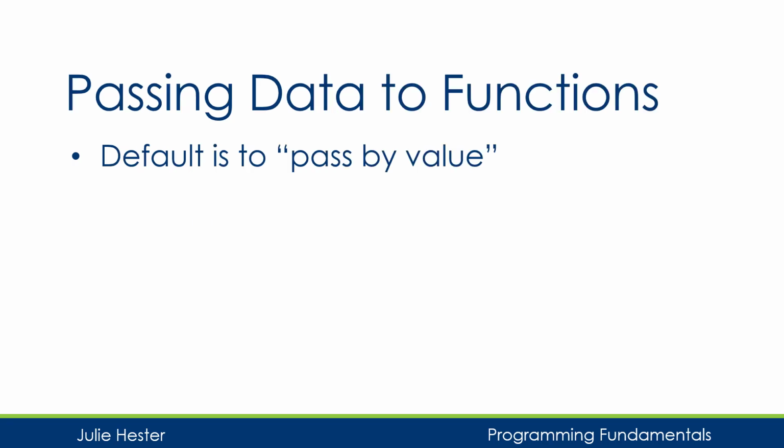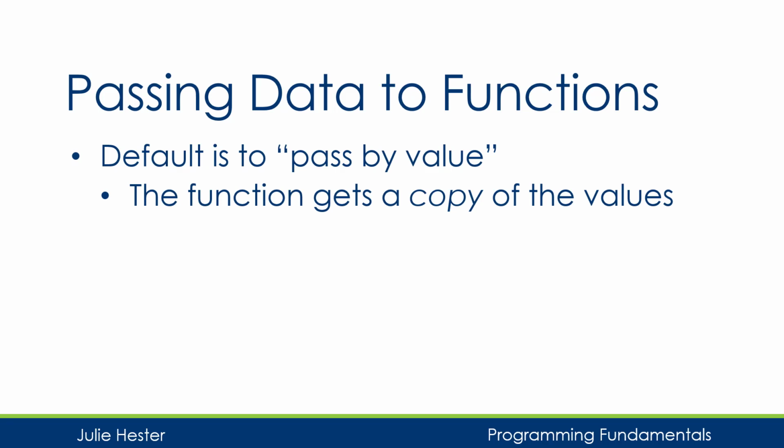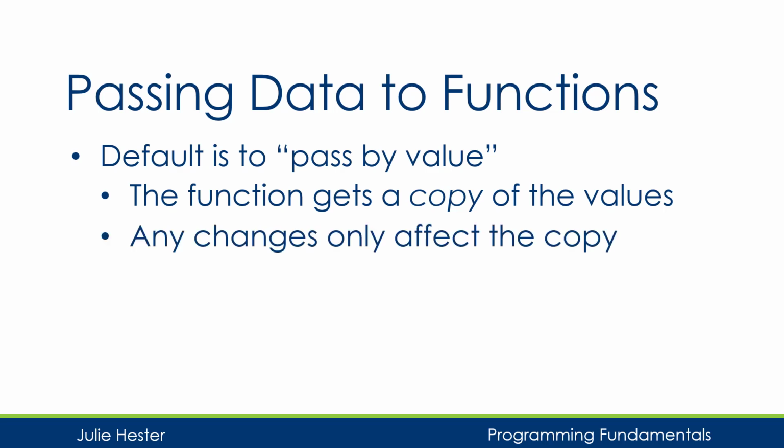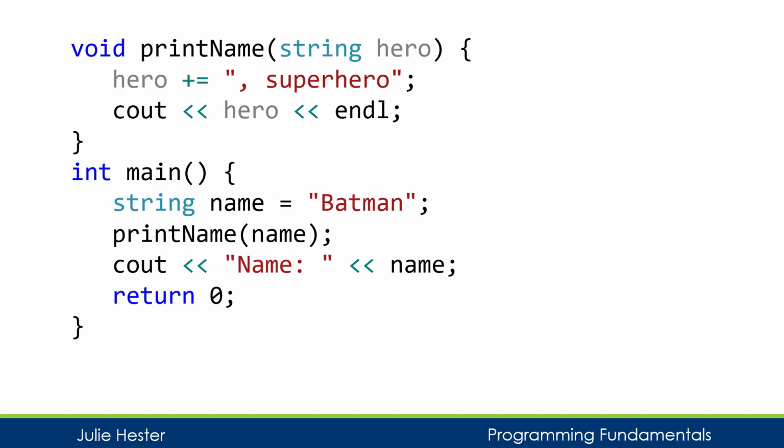So usually when we write a function, we pass by value, and that's the default. That means when I call the function, it's going to get a copy of the values that are in my program. Any change that's made to the parameters in the program only affects the copy. And here's an example showing what I mean.